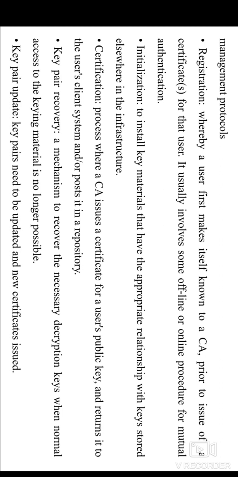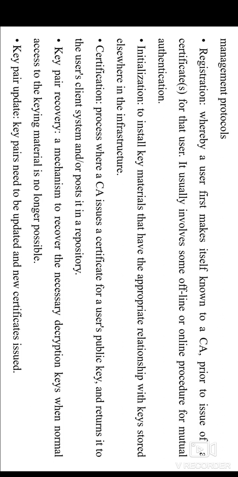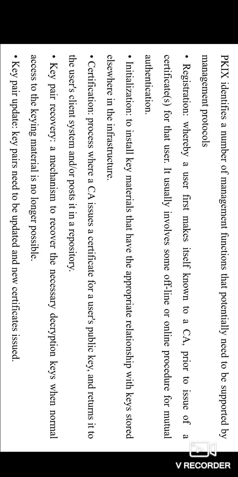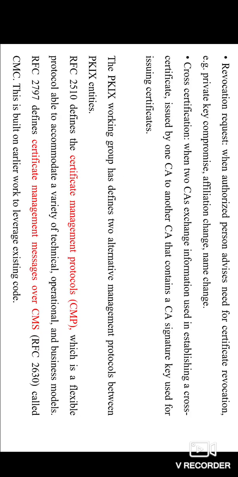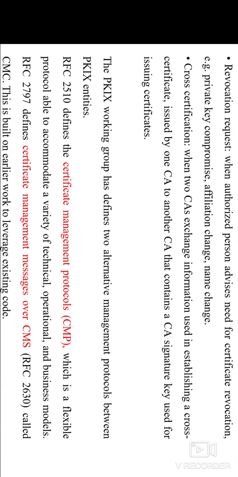Then key pair recovery. So if the accessing of the existing keying material is no longer possible, we have to recover the key pair. So to recover the key pair, we use the process key pair recovery. Then key pair update. So usually we can update the key pairs and using the key pairs you can issue the new certificates also. Then a revocation request.